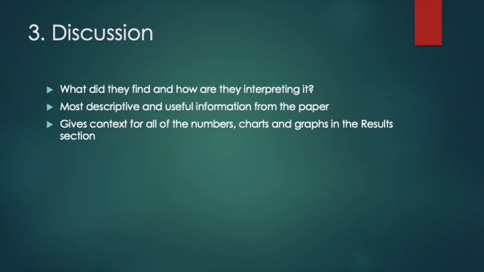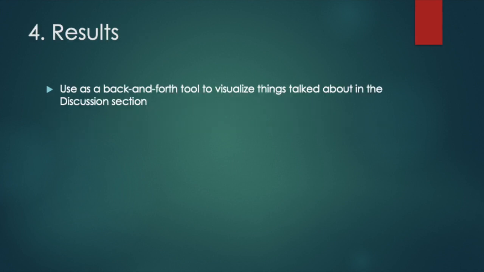So this is going to be a more descriptive and useful breakdown of what this paper found. What did they do? What did they think about it? And then it gives context for all of the numbers, charts, and graphs that they'll refer to in the results section. So the results is where the data is kept, but without the context of the discussion, it's a little bit harder to interpret. So start with the discussion.